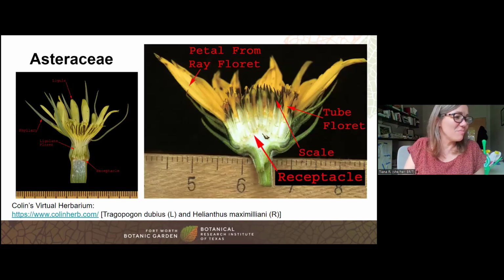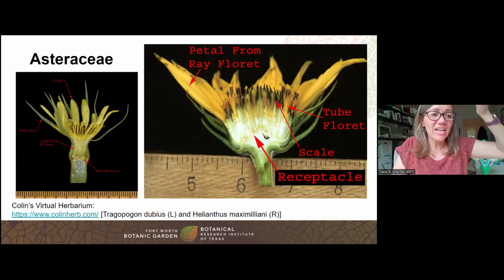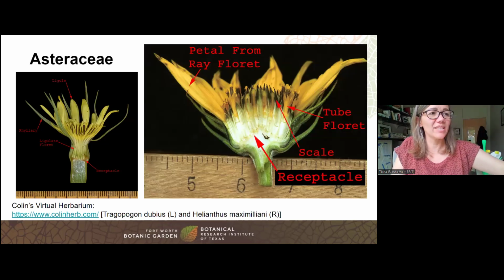I'll show you these 2 images also taken from Colin's virtual herbarium, sectioning an inflorescence of the sunflower family and showing you, and it's probably best seen on the image on the right, there are flowers on the inside that are kind of diminutive and aren't really showy, but then you have flowers on the outside that have those big old ligules or strap petal yellow looking things.